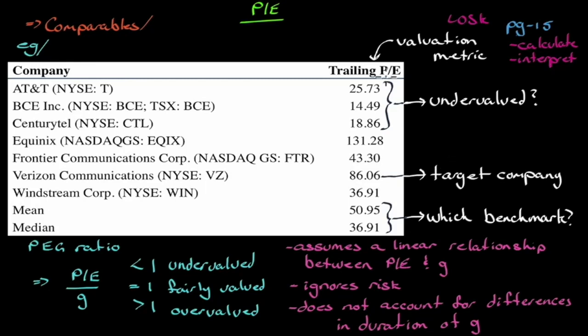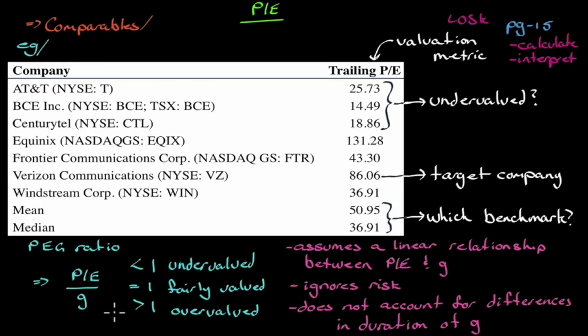Well, if we divide the PE ratio by the growth of the company, that helps us to price in, well, maybe one company just happens to be growing faster than another company and justifies a higher PE. So that's called a PEG ratio. We take the PE and we divide it by G. And the belief is that if it is less than 1, we have a company that's undervalued. If it is equal to 1, we have a company that is fairly valued. And if it's greater than 1, we have a company that is overvalued.